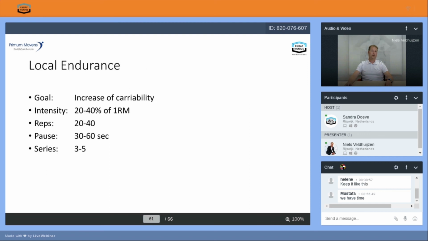The local endurance is to increase the carrying ability: 20 to 40%, 20 to 40 repetitions, 30 to 60 seconds pauses, and 3 to 5 series. Like I said, this is a training model. I don't say it's the best ever made. It works out fine for me. It gives me some solid ground to work from.